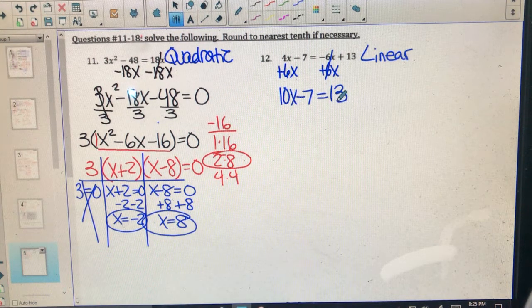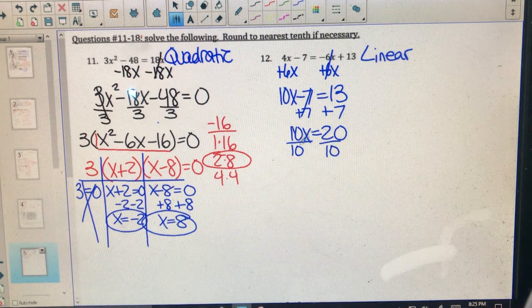Now, I don't know if you remember, but this is that home base form that we talked about so much in the beginning of the semester. To get x by itself now, I'm going to add 7 to both sides, and I get 10x equals 20. And then to get rid of that 10 that's being multiplied to the x, I'm going to divide by 10, and I get x equals 2.